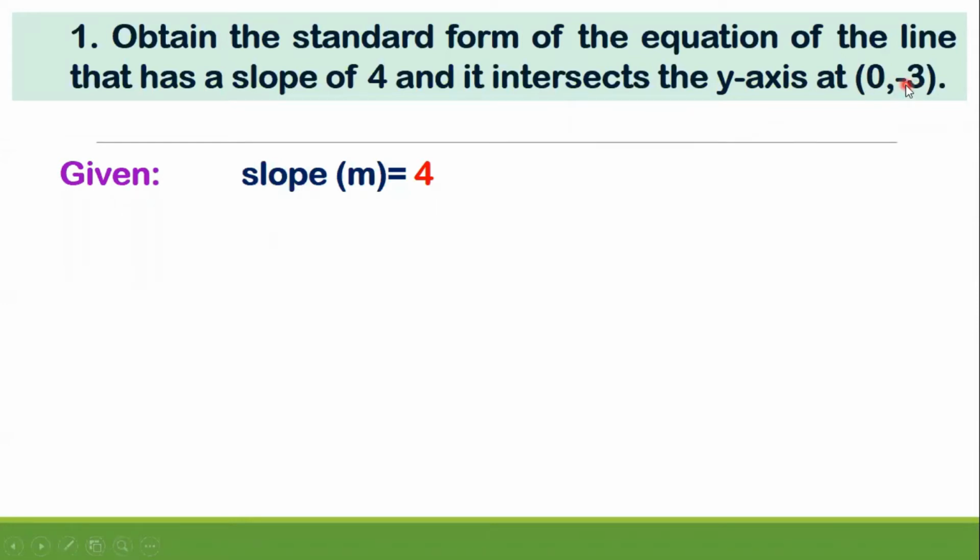So for this one, you can have this as a point. But again, if the line intersects the y-axis at this one, it tells us that this is the y-intercept of the line. So therefore, we have the y-intercept, which is -3. For this case, you can actually use the slope-intercept form or the point-slope form. Now, it's up to you which formula you are going to use.